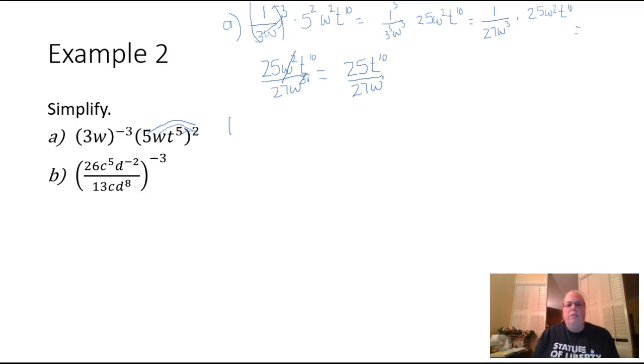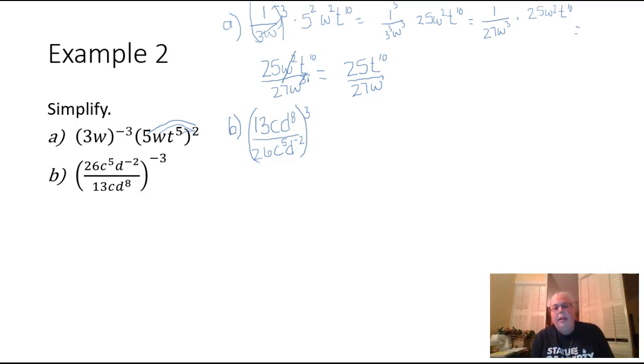All right, now for B, we have a negative exponent applied to everything in parentheses here. The best way to get rid of that is what we've been doing: take the reciprocal of your base here. So all I'm going to need to do to turn this into a positive 3 exponent is take this whole fraction and turn it upside down. That's going to give me 13 times c times d to the positive 8 over 26 c to the positive 5 d to the negative 2. Keep that negative 2 because we didn't move just the d by itself. We turned the whole fraction upside down. And now all of this is going to be raised to the positive 3 power.